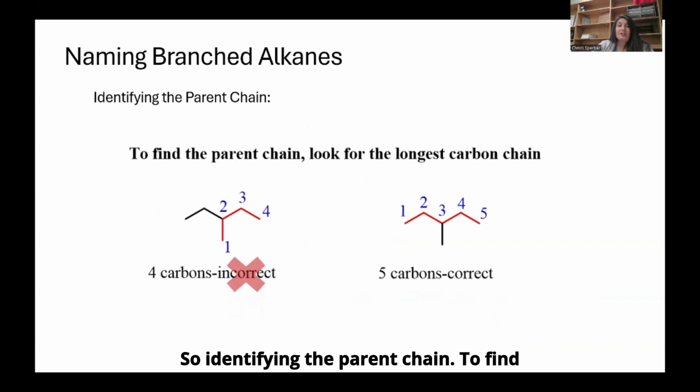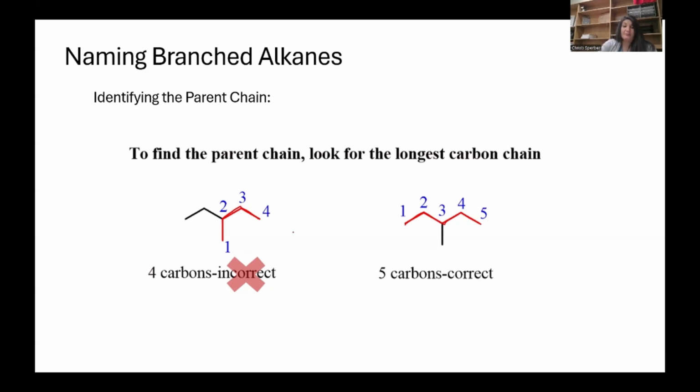So identifying the parent chain, to find the parent chain, you look for the longest carbon chain. So we see if we're numbering on the left one, if we start from the bottom and you put your pen down and you trace the line without picking up your pen, that is a chain. So we start at 1, we go to 2, 3, 4, and that's 4 carbons. If we go on the second one, we go left to right, we go 1, 2, 3, 4, 5. This is a 5-carbon chain. The 5-carbon is longer than the 4-carbon, therefore 5 carbons is the correct parent chain, not the 4-carbon.